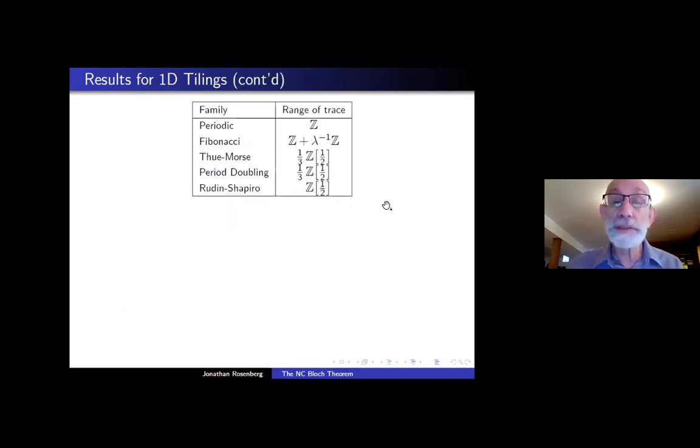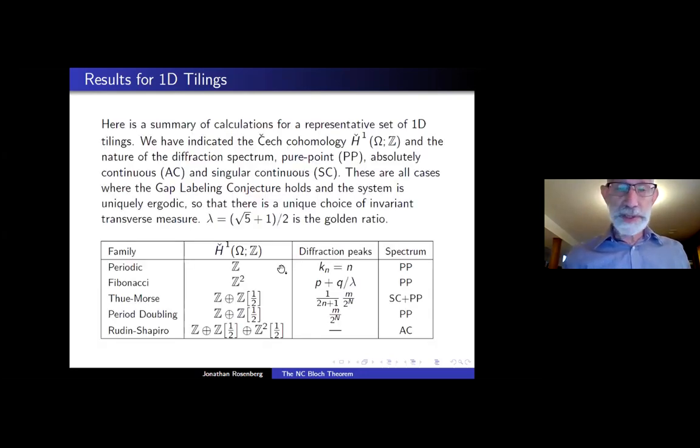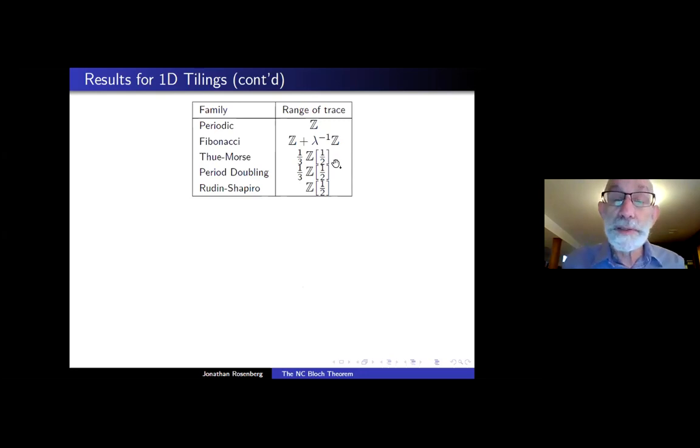So for those same examples, here's the calculation of the range of the trace. So in this case, I don't have to say whether it's the range of the K-theory trace or the range of the cohomology trace because they coincide. So in the periodic case, it's the obvious thing. Fibonacci case, it's also the obvious thing, and that's because the trace, there are two generators here. The trace assigns dimension 1 to one of them and dimension 1 over lambda to the other. But in the other cases, you get something kind of peculiar. Notice this factor of 1/3 out in front.